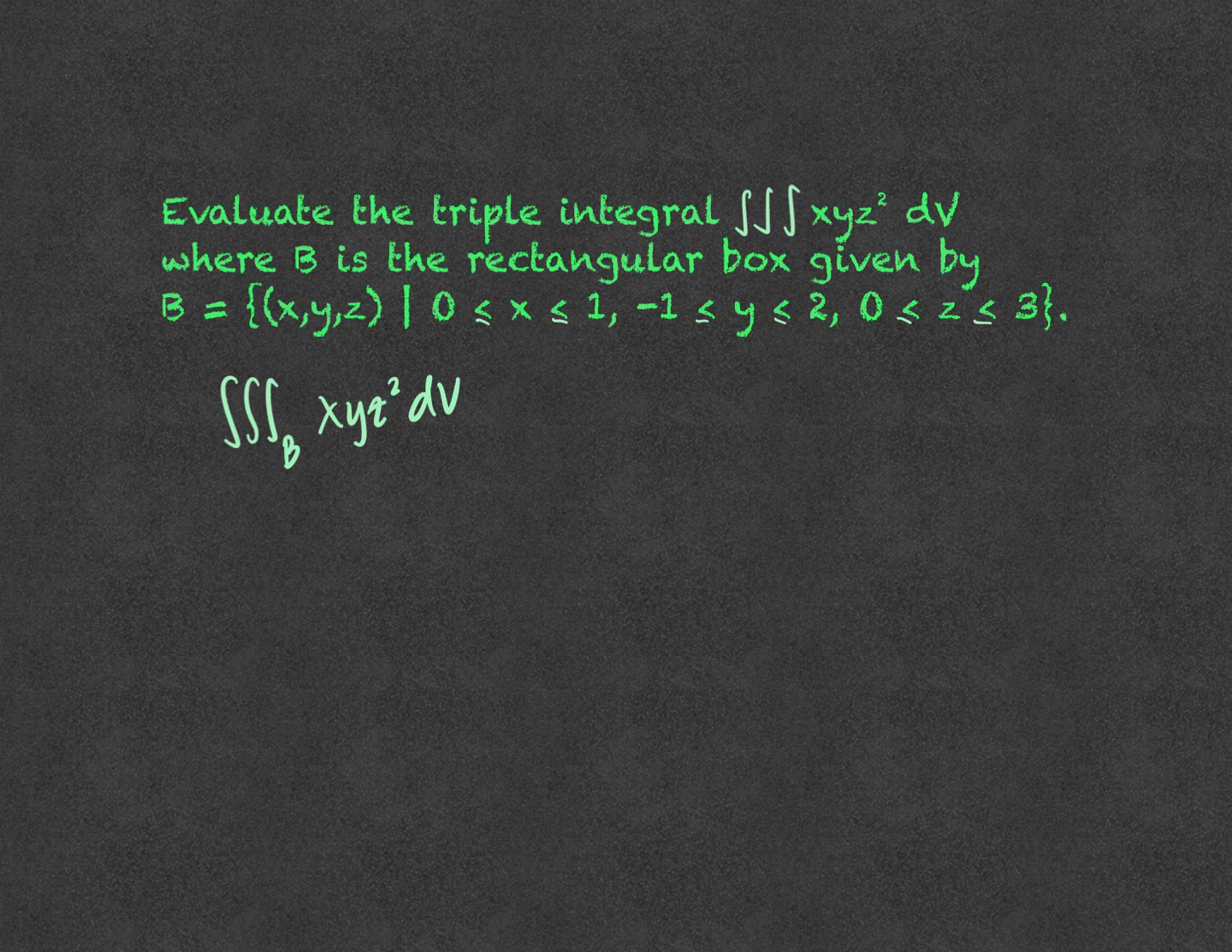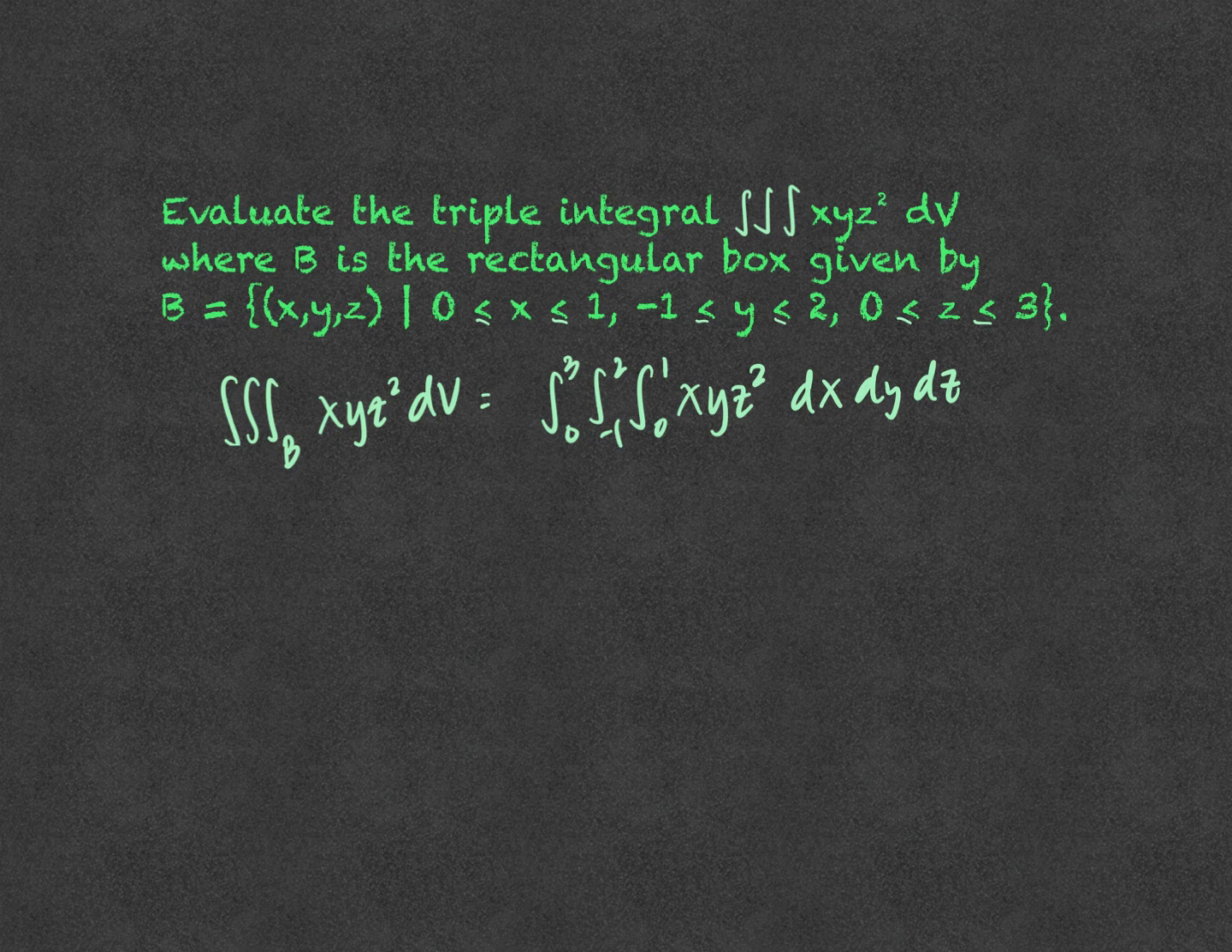And then we're going to set this up to be a triple integral. So I'm going to leave some space for the bounds. And we have xyz squared. And let's do it in order, dx, dy, dz. So my x bounds, my inner one, are 0 to 1. The y is -1 to 2. And the z bounds are 0 to 3.